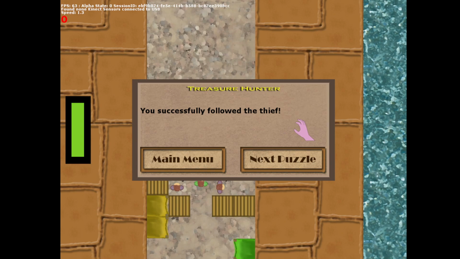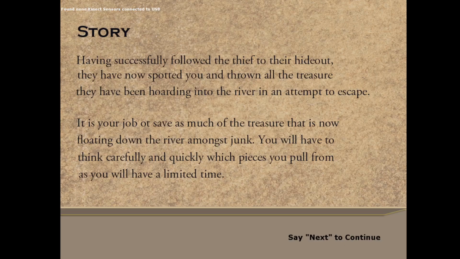You do fail this task if you get too close to the thief for too long. So it's important to keep your distance, and that again would be controlled by using a combination of relaxation and concentration to be able to speed up and slow down. And if you needed to immediately stop, you could raise your hands with the Connect. So if we just go to the next puzzle.